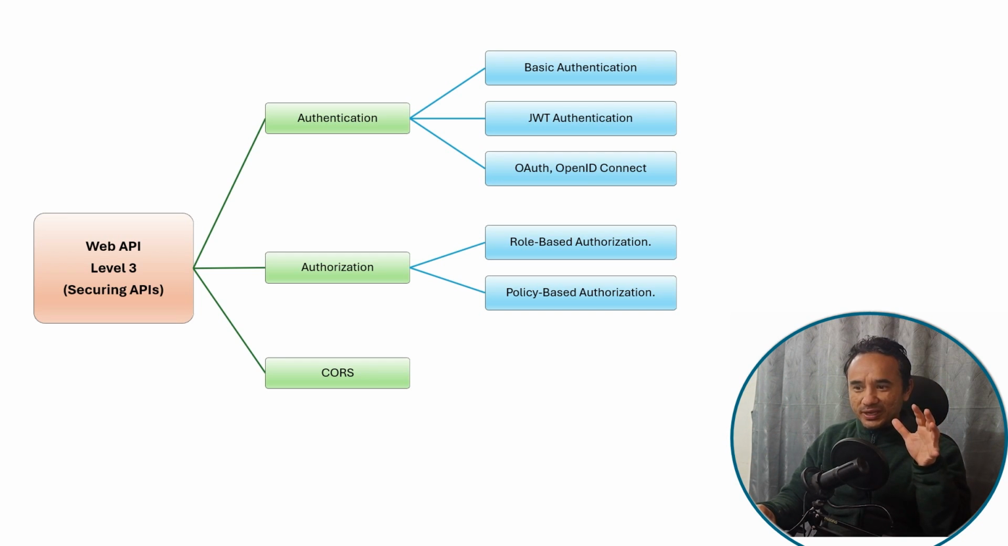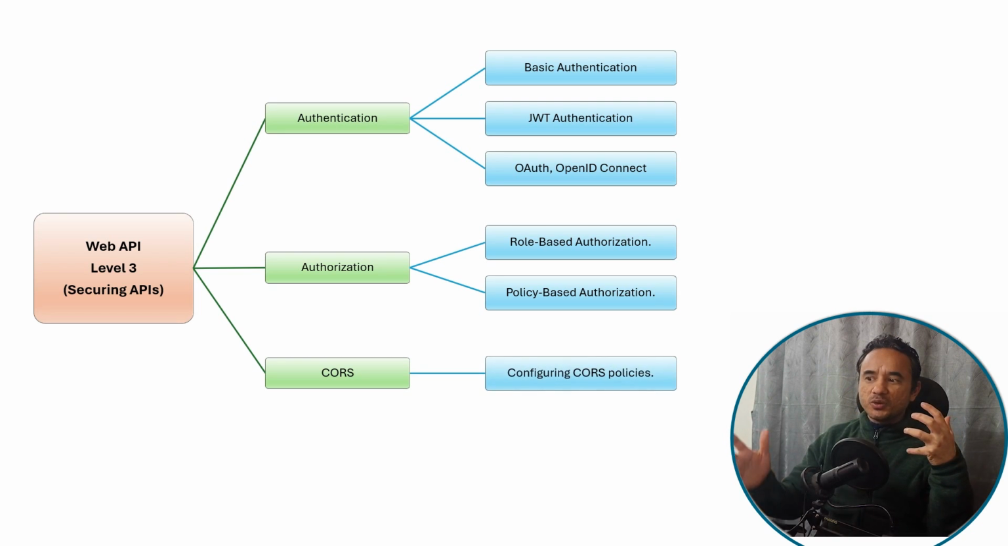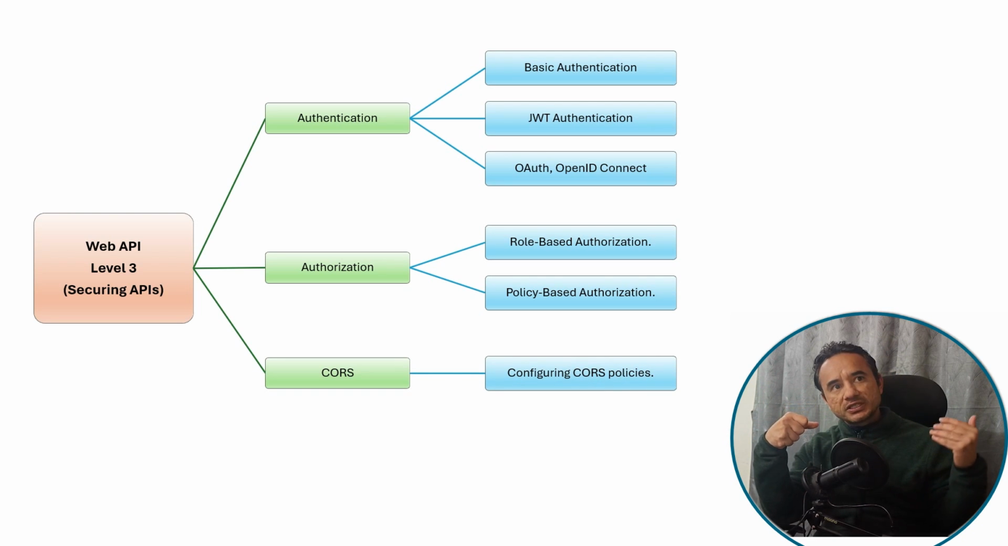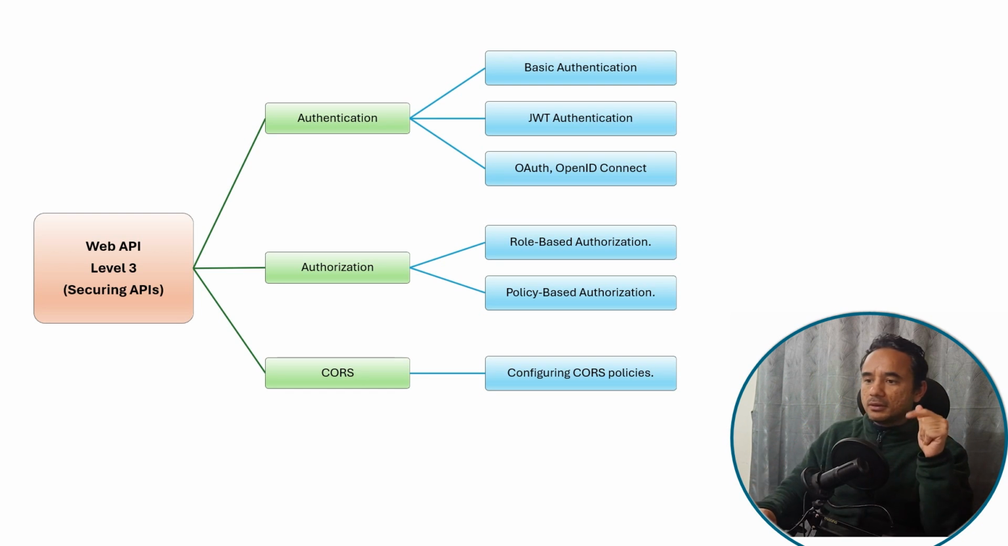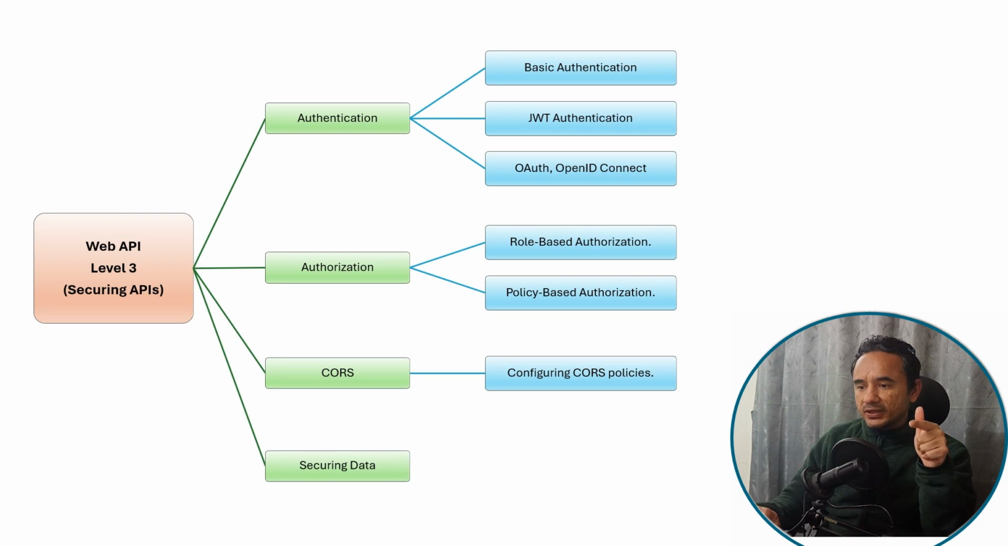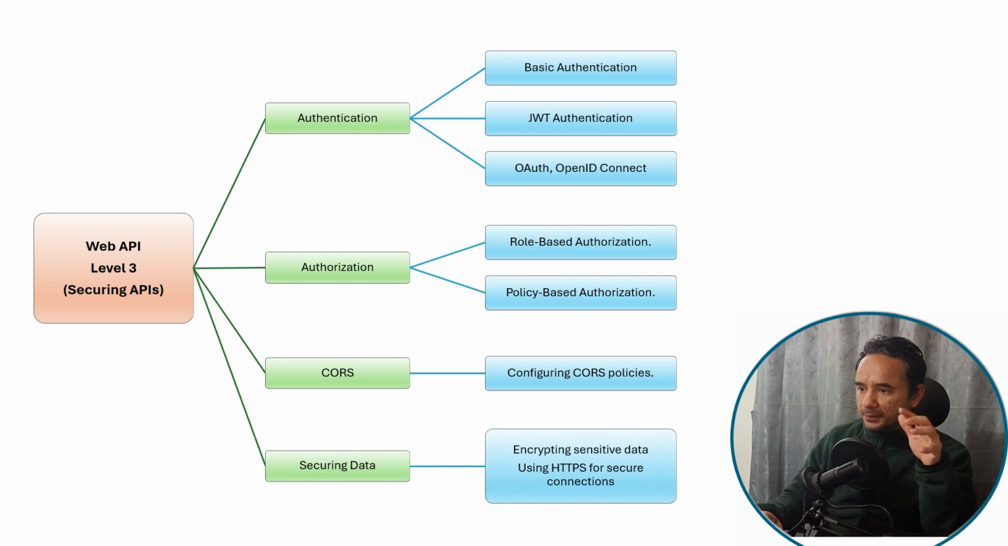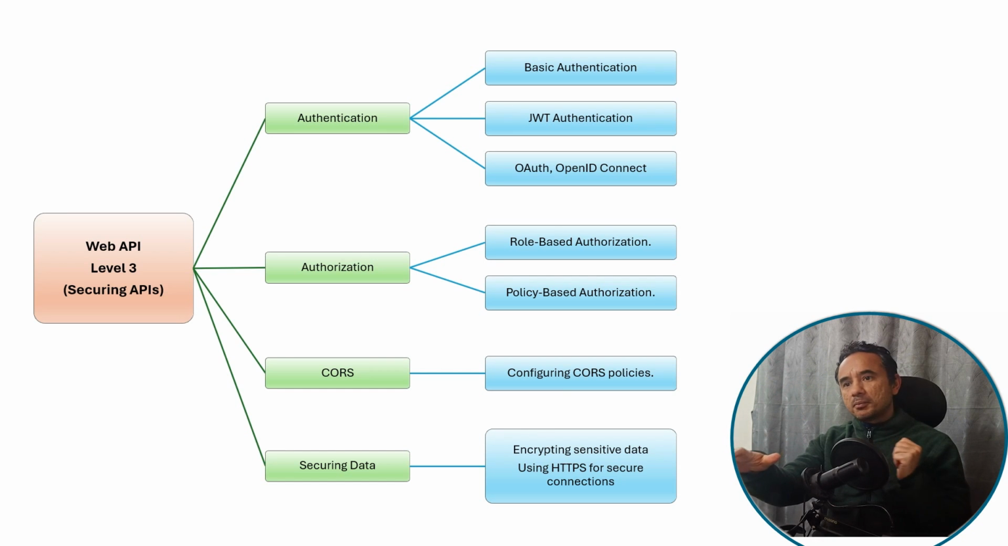Okay, then you can learn CORS to secure your API further, and inside that you have to learn how to configure CORS policy to control basically which domains or websites can access your web API. Okay, then for securing data, you can also learn how to encrypt sensitive data using HTTPS for secure connections. Great. So this is all about securing APIs. Here the last one is optional, but the first three are must to know.